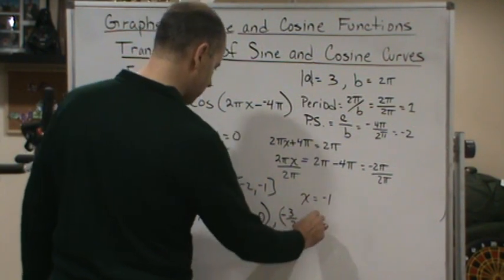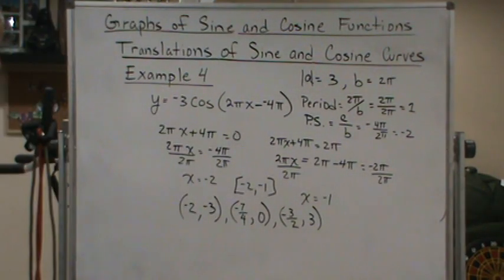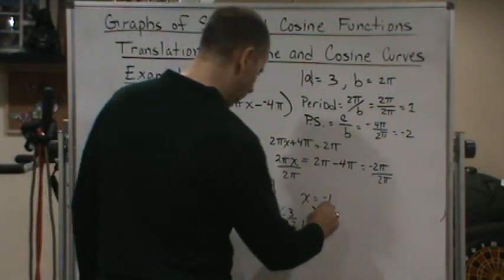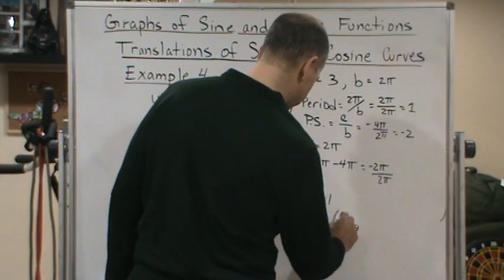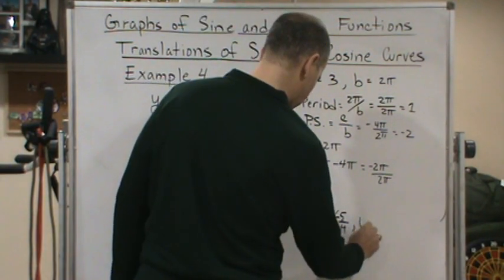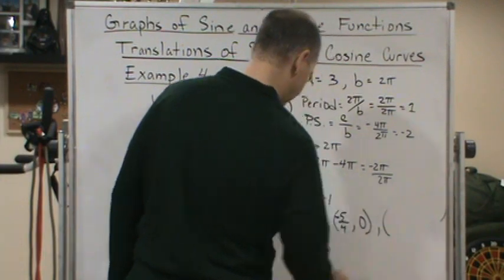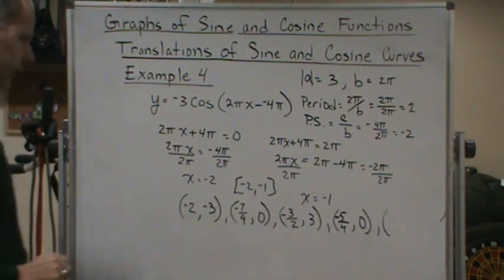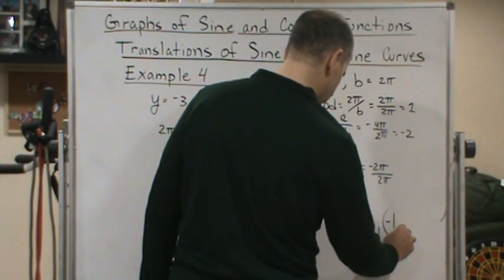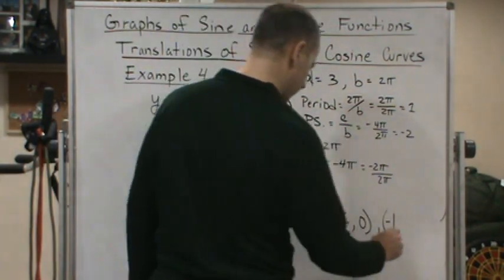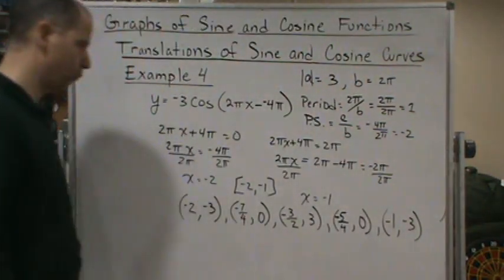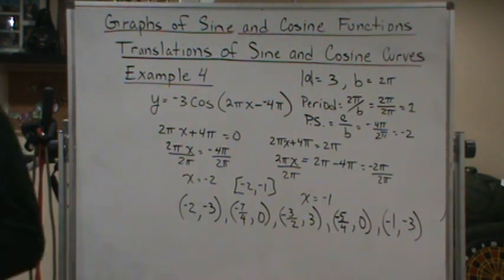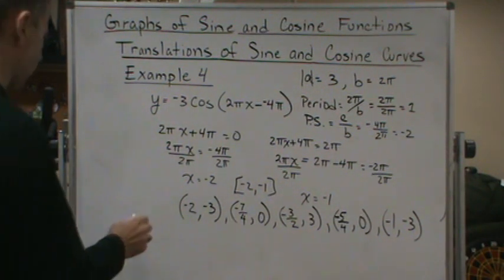And that's going to go up to positive 3. And then the next one is going to be negative 5/4, and that's going to go to 0. And then the final one is going to be negative 1, right? Because that's where we're ending. Negative 1 and back to where we started, which was negative 3. And that's it. And then you can sketch the graph using this.